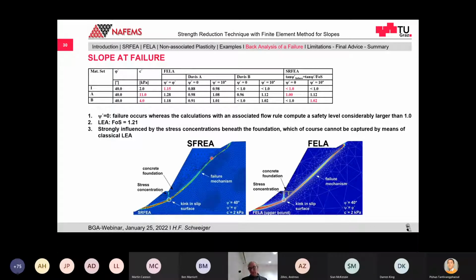Now, if you look at the failure in the SF and the strength reduction result, you see that the failure mechanism is very much the same. I have to add that there was a concrete foundation here where the dam was based on it, and you had a kink in the failure surface due to the stress concentrations. Of course, you cannot capture that in a limit equilibrium analysis. That clearly shows that for this type of problem, finite elements or finite element limit analysis are still an advantage.